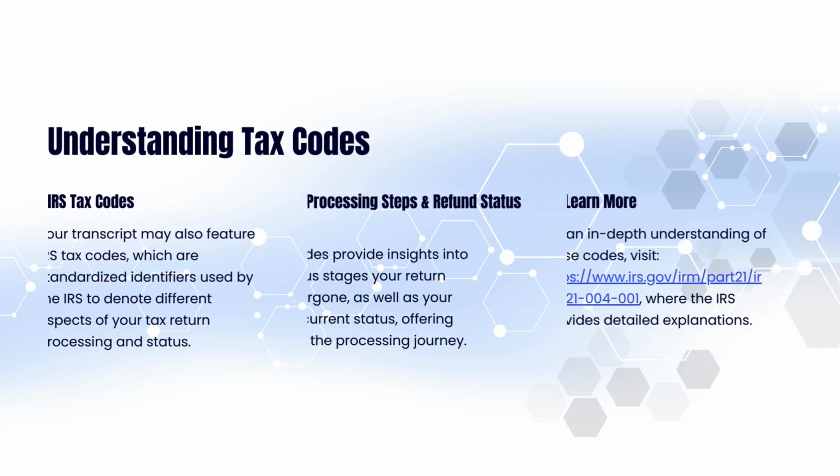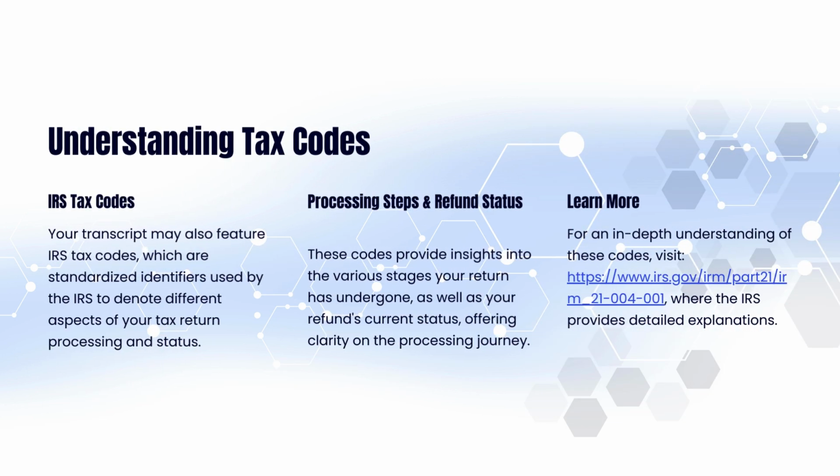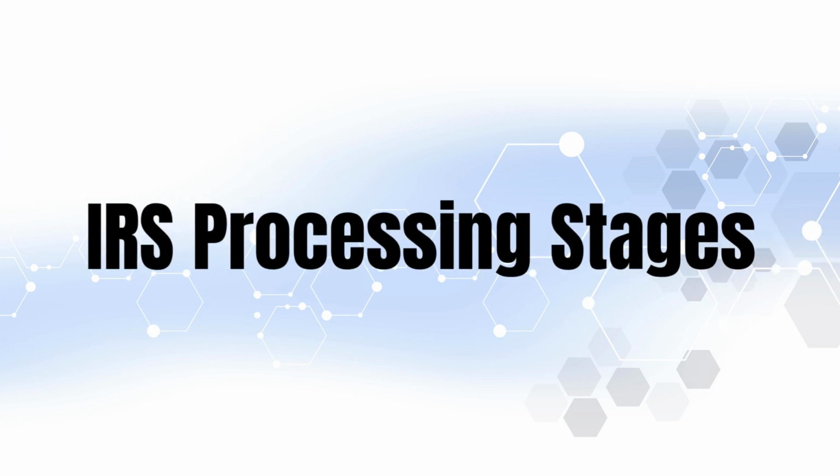Understanding tax codes. Your transcript may also feature IRS tax codes, which are standardized identifiers used by the IRS to denote different aspects of your tax return processing and status. These codes provide insights into the various stages your return has undergone, as well as your refund's current status, offering clarity on the processing journey. These codes are like your IRS GPS, guiding you through the entire journey of your tax return.